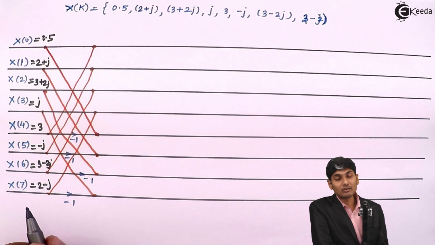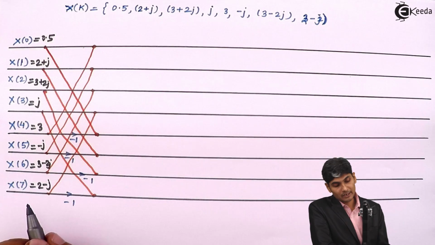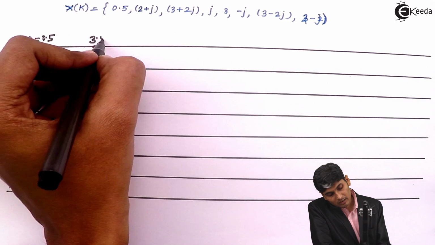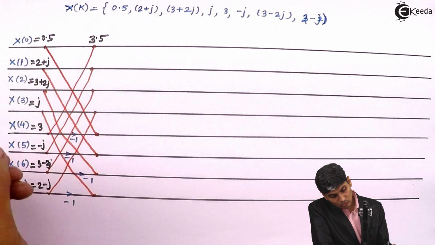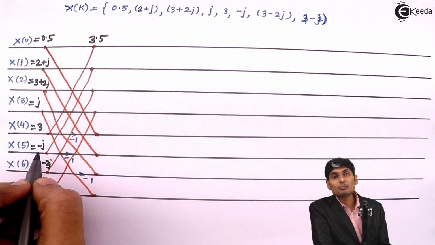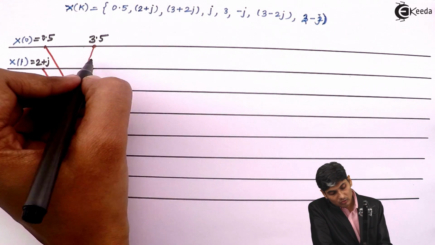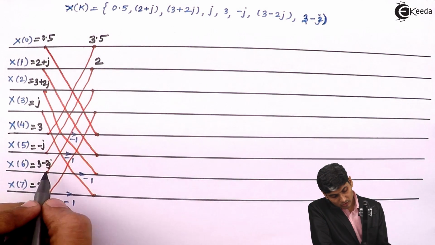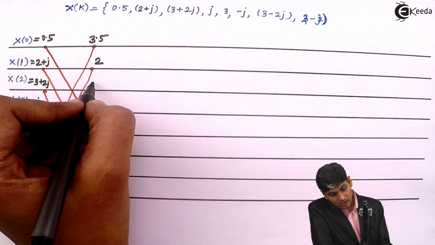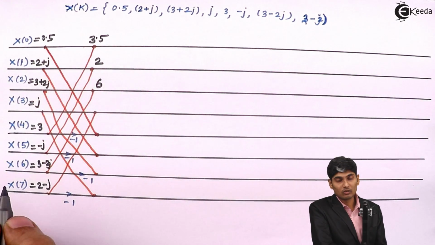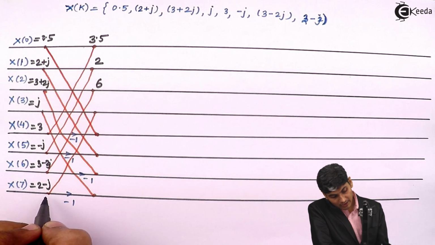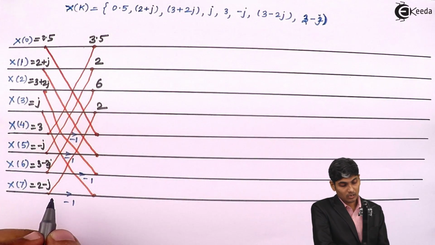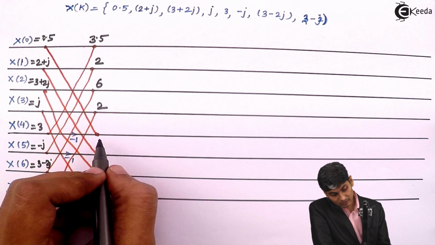Now let us process. Whenever two lines meet, we are going to perform addition. So 0.5 plus 3 will give me 3.5. Then 2 plus j plus minus j, so we will get 2 because plus j and minus j will cancel. Then we have 3 plus 2j and 3 minus 2j will give me 6. Then finally j plus 2 minus j will give me 2 back. Now let us go for the next section.